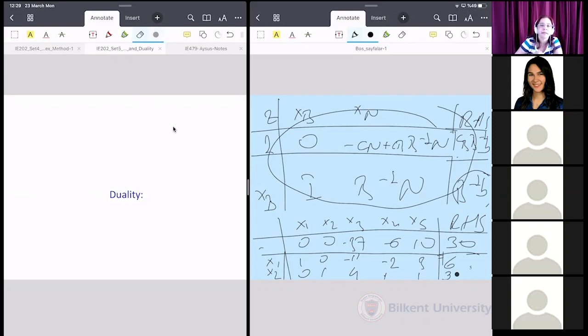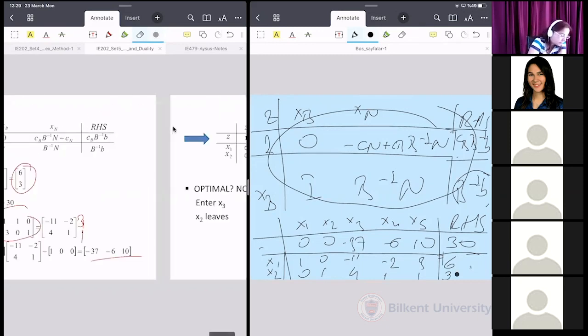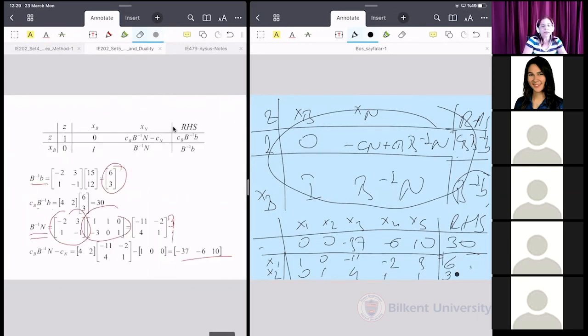Okay, Didem, you want to ask something? I can't understand the mistake part in the slides. Here it is. Look at here, multiplication of B inverse N. It's a 2 by 2 matrix and a 2 by 3 matrix. The result cannot be 2 by 2. The result needs to be 2 by 3, so there is another column in here, which is, I guess, 3 and 1. Yeah. Okay, that was the mistake in the slides.